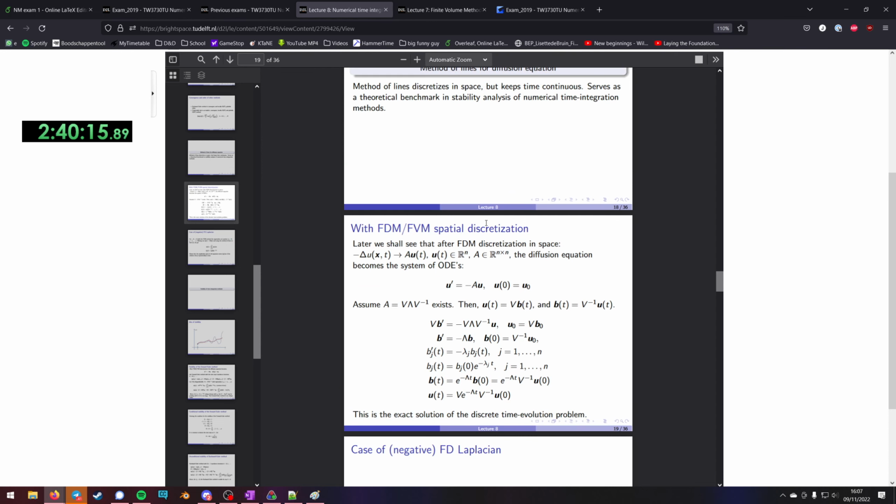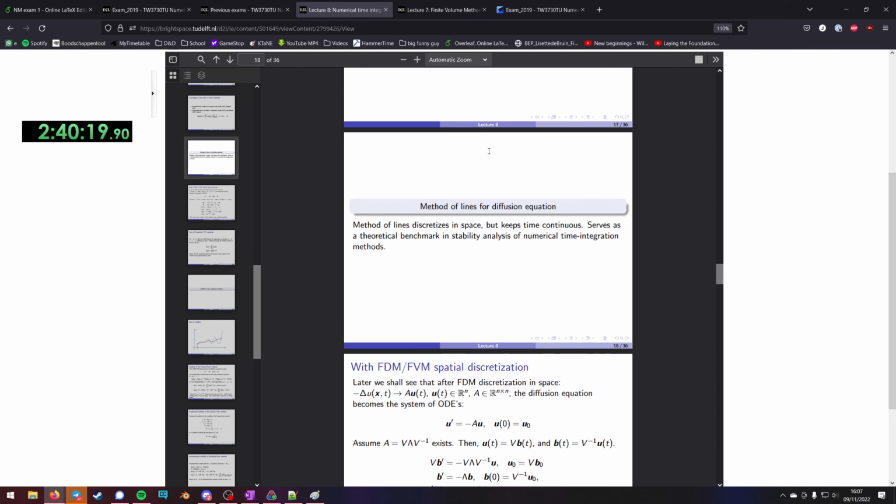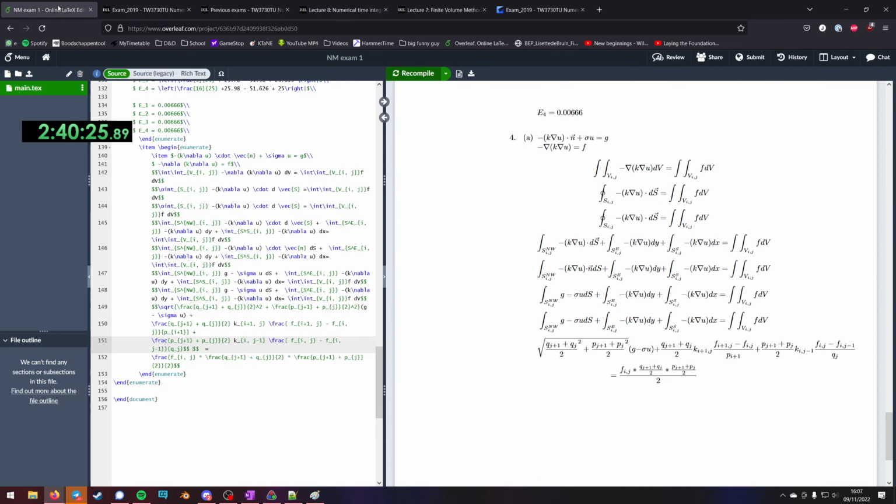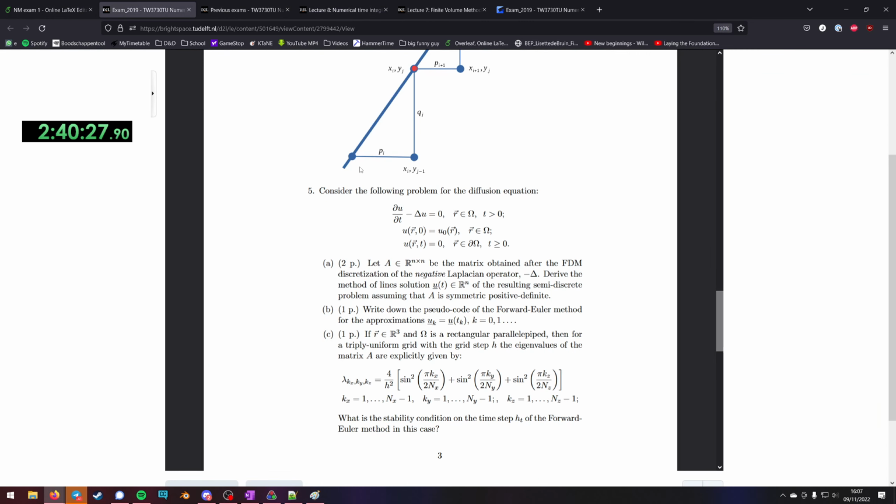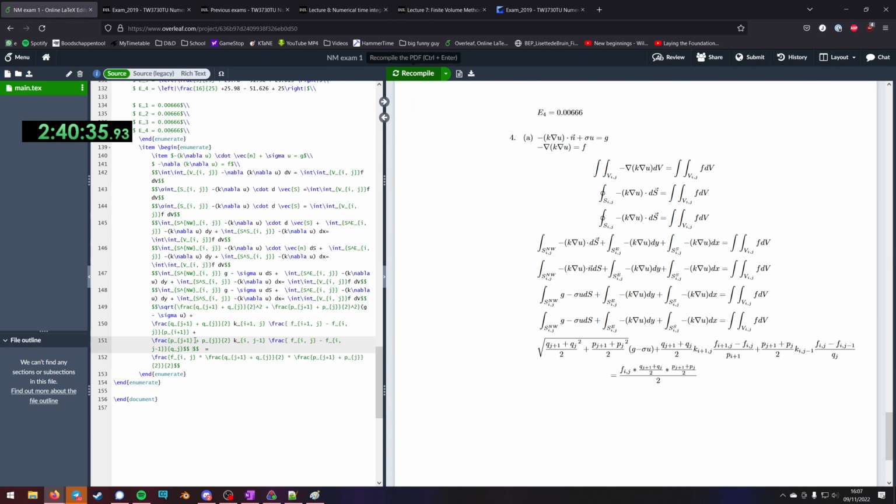Then are you going to skip the whole question 5, or are you going to try B? Let me have a look at B and C. He asks for the pseudocode for the Euler method. Pseudocode of forward Euler with the approximations. Okay, that one I do know, because we actually had to write code for that.